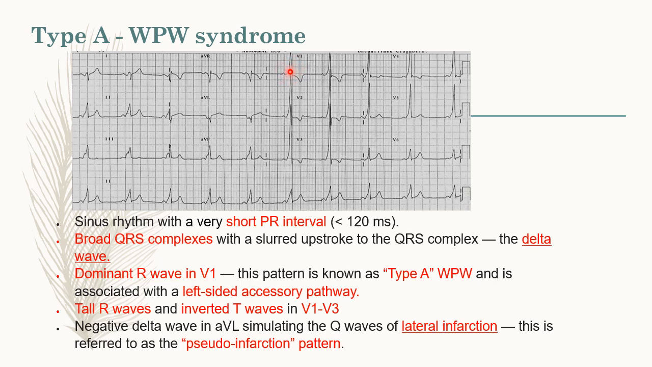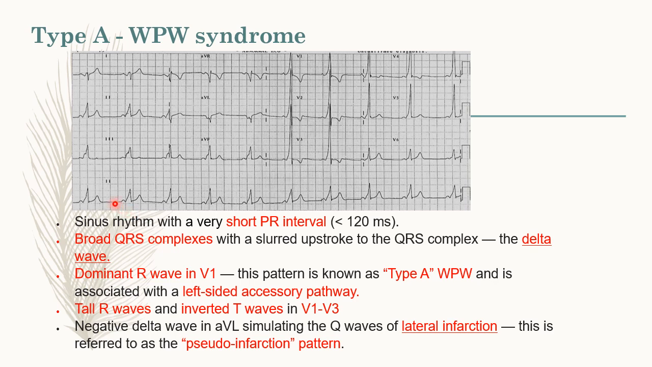Tall R waves and inverted T waves in V1 to V3. Negative delta wave in aVL simulating the Q waves of lateral infarction. This is referred to as the pseudo-infarction pattern. The pseudo-infarction pattern we will discuss in the myocardial infarction session.